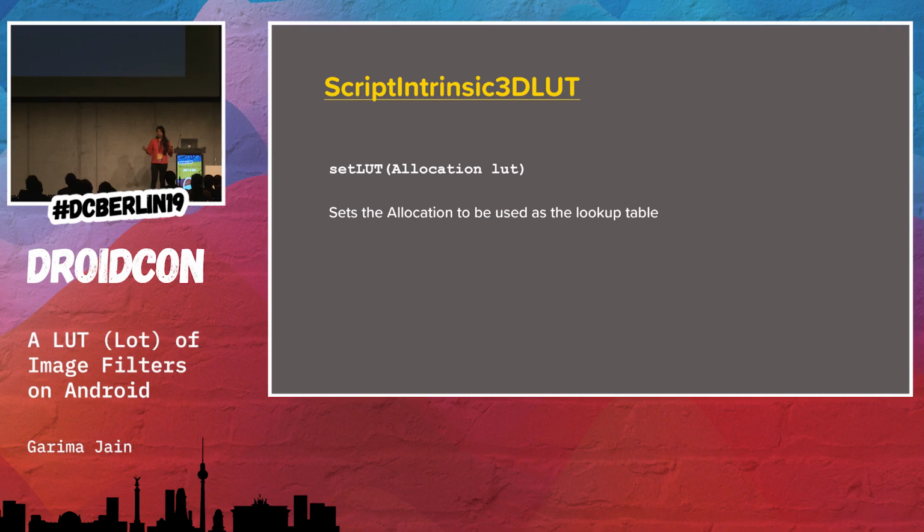So I started looking at various APIs. This one had an API called setLUT. This is what I need, which takes in an allocation. What is an allocation? Allocation is Renderscript's way of saying that I want to allocate some memory to this Renderscript. It saves us from the headache of malloc and calloc, because here we are dealing with C99. So this is what I needed.